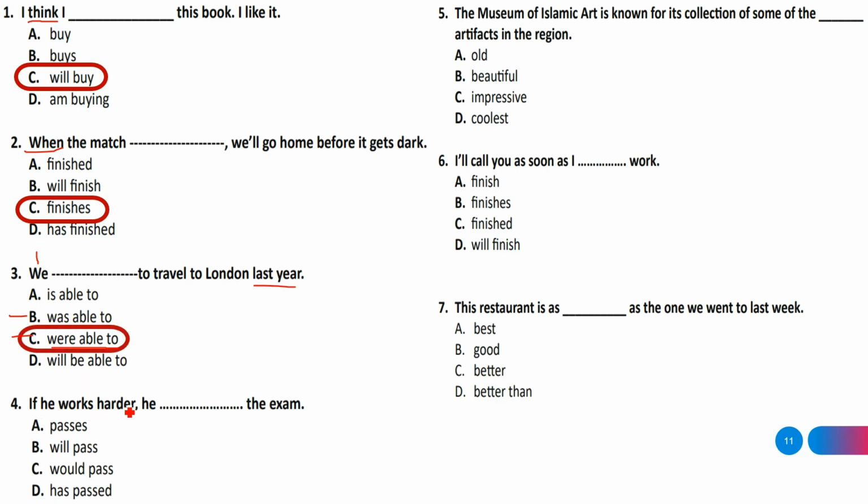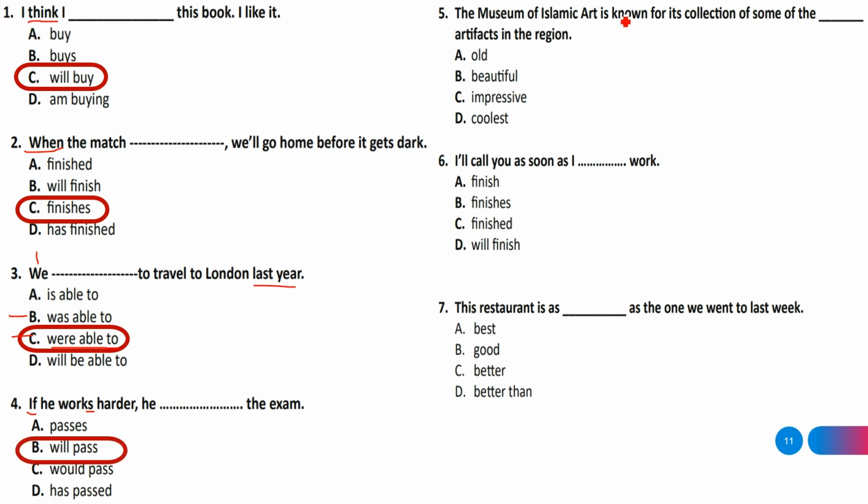If he works harder, he the exam. If the clause type 1. دليلنا إنه type 1 بعد الإف استخدمنا س مع الفعل بمعنى هذا present simple. بالتالي الطرف الثاني لازم يكون will زائد فعل. فالأنسر.